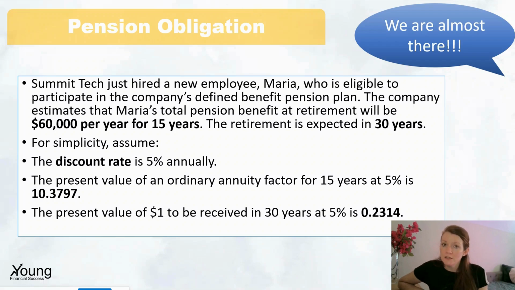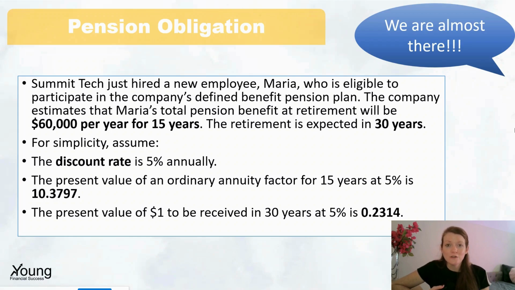So we kind of looked at this deferred annuity a little bit in the last video, so you might want to refresh yourself there as well. But that's what we're going to be doing here. They're saying, okay, we expect in 30 years from now to start paying Maria $60,000 a year for 15 years. So we want to start today making sure we're setting money aside so that when 30 years from now comes, we already have it ready for her.